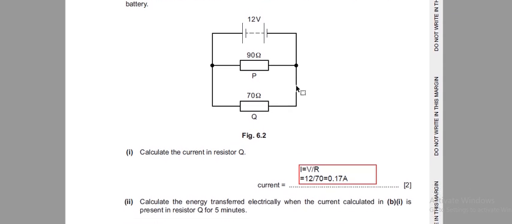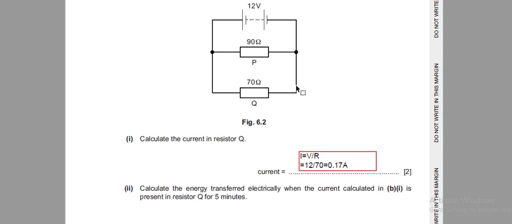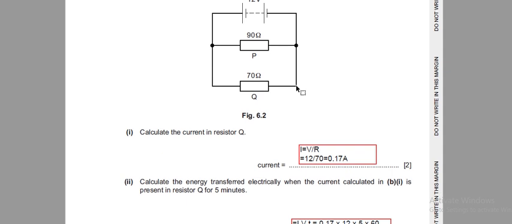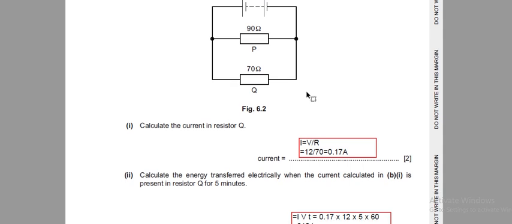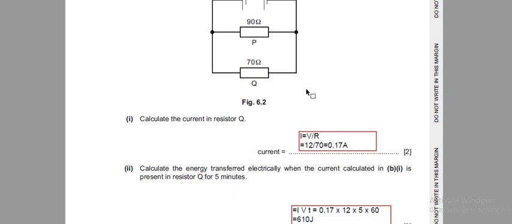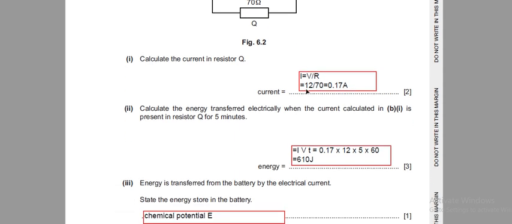The circuit is powered by a 12-volt battery. Calculate the current in Q. As they are connected in parallel, the voltage on B is the same as the voltage on Q, which is the 12 volts of the battery, so it is just Ohm's law rearranged. I equals V over R, and it is 12 over 70.